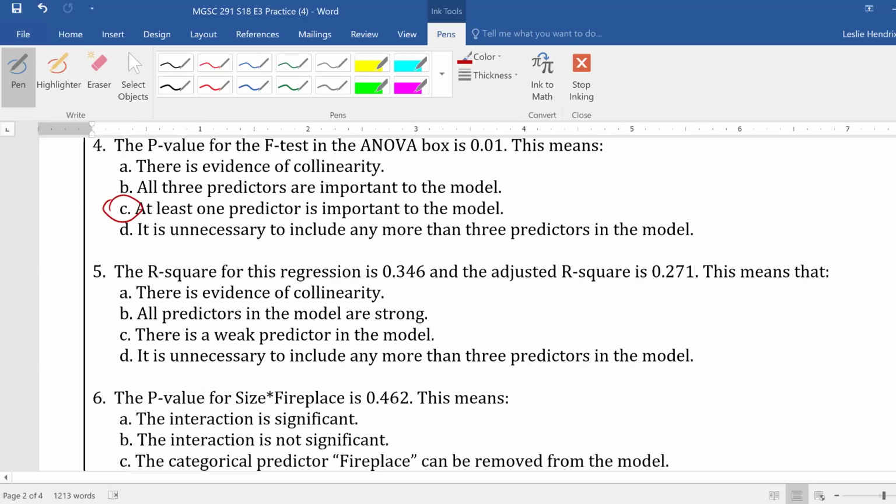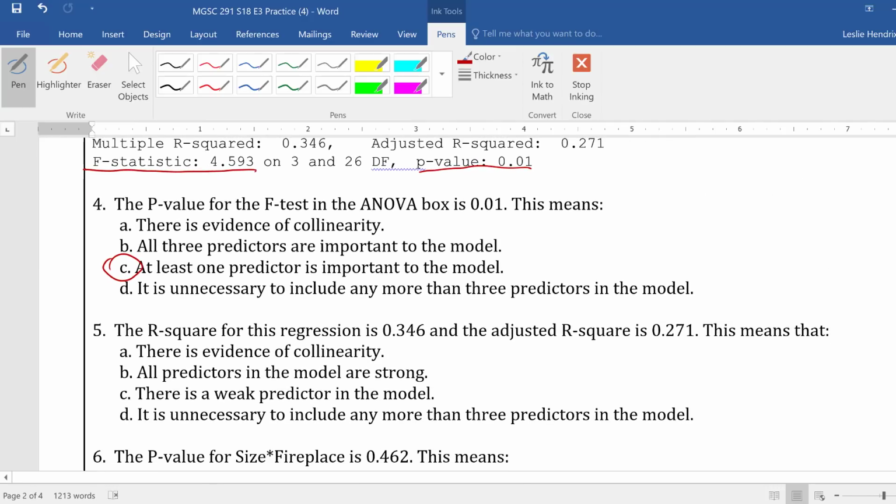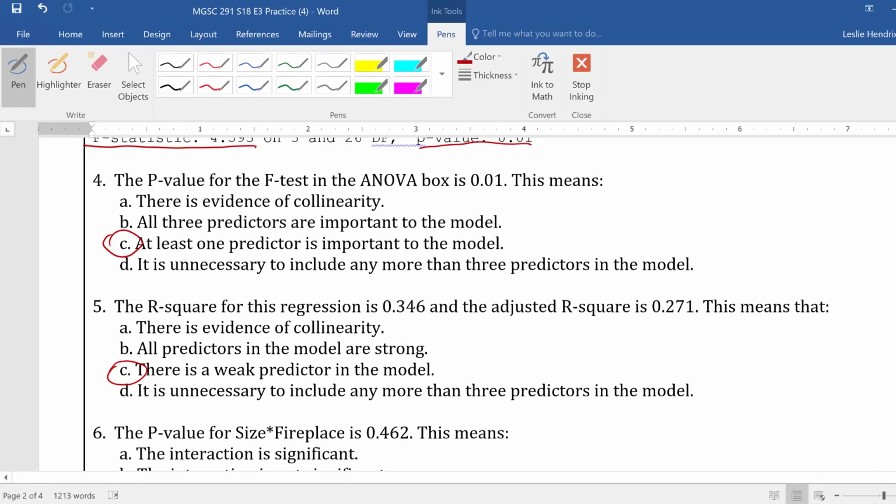Okay, the R-squared for this regression is 0.346, and the adjusted R-squared is 0.271. And I would consider those to be far apart. Now, if you get a question like this on your exam, I'm better now at saying I think those are far apart or I think they're close together. So if we assume that the adjusted R-squared is significantly lower than the regular R-squared, this means there is evidence of a weak predictor in the model. And accordingly, if they were close together, that would be lack of evidence for a weak predictor in the model.